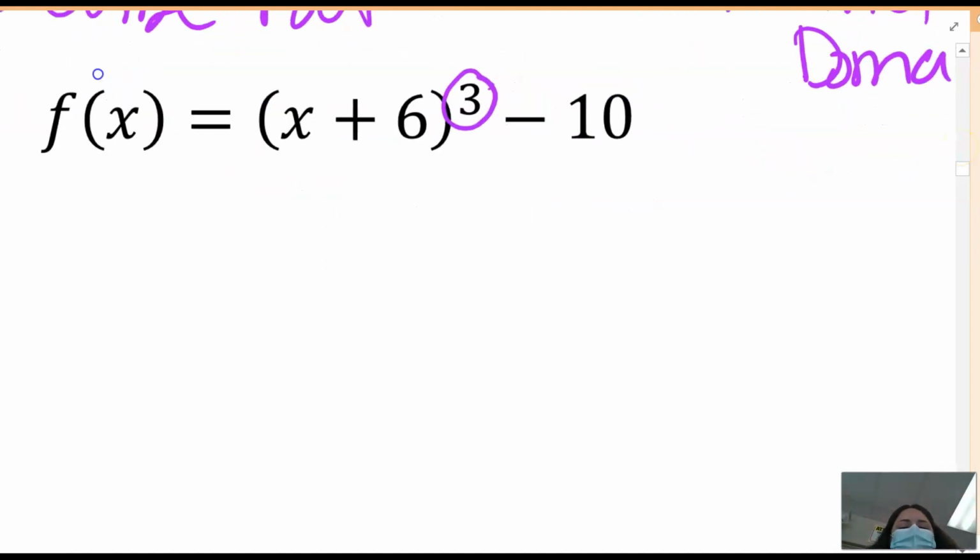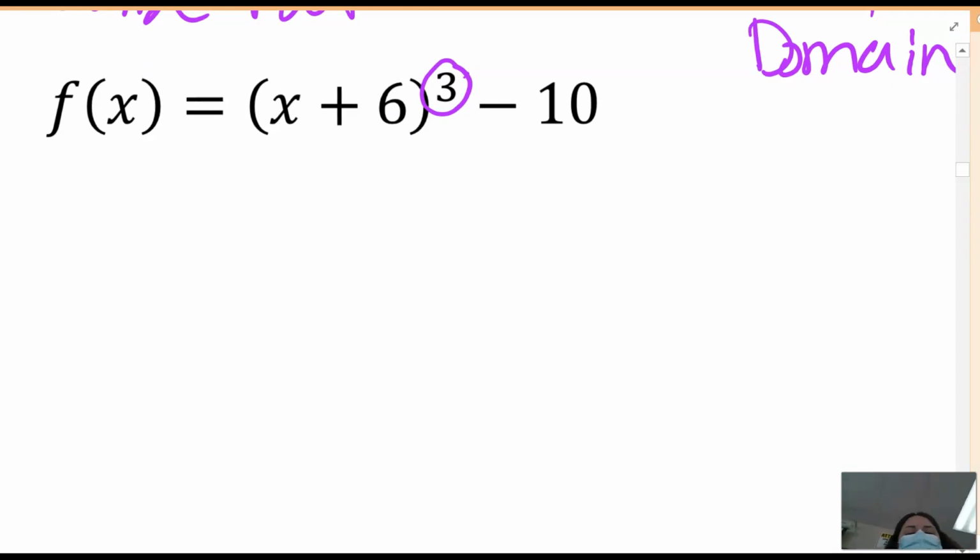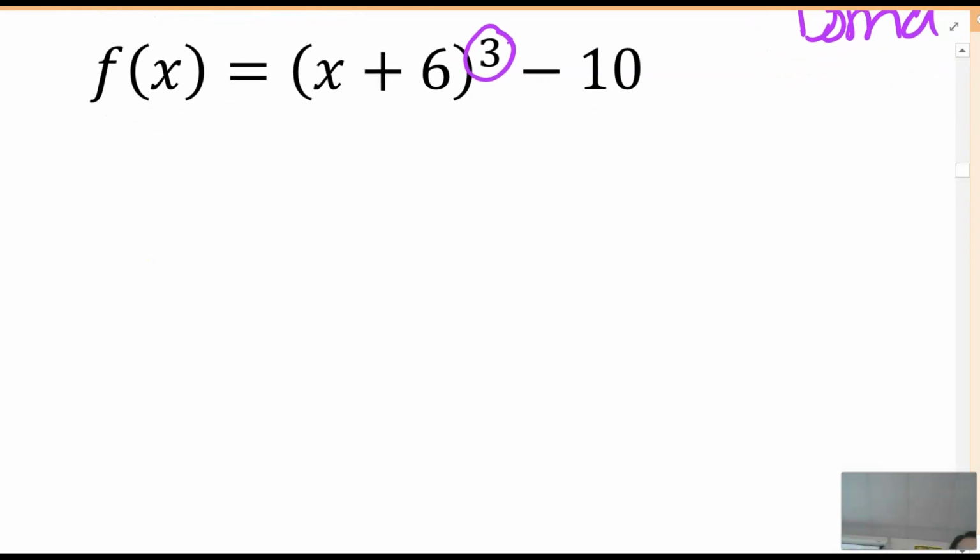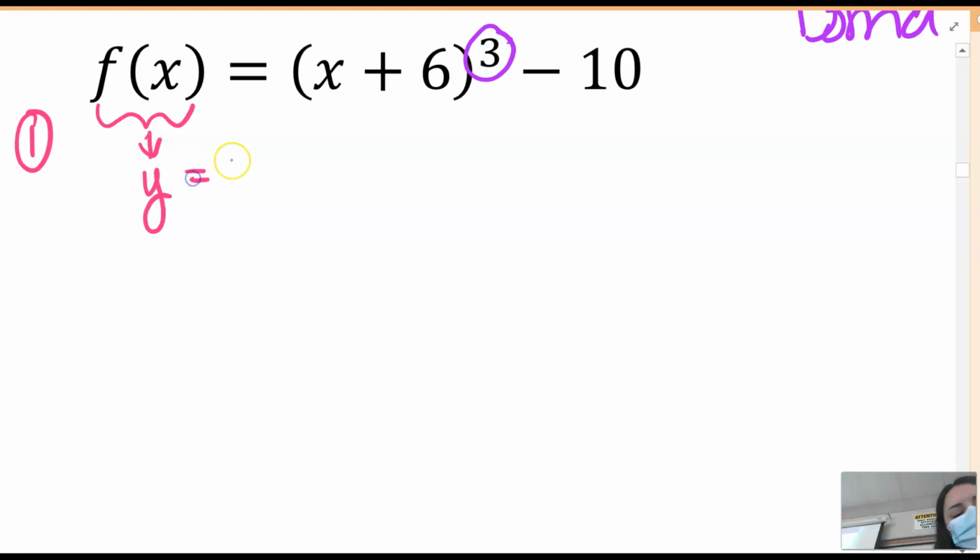Okay? All right, so the first 2 steps is always going to be the same. Step 1 is to change the function notation to y. So f of x changes to y equals. Everything else stays the same. So x plus 6 to the 3rd power minus 10.